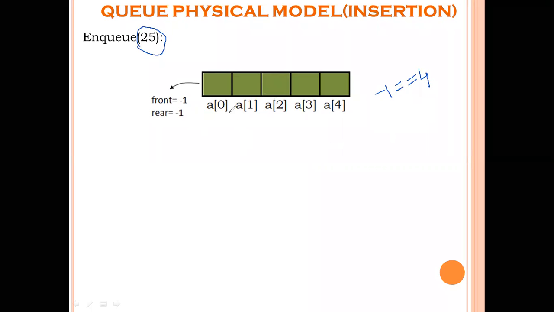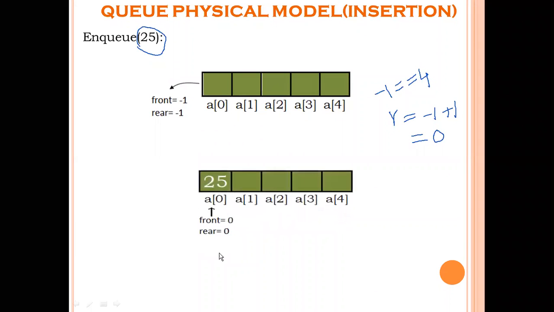Now, where we need to place the element 25 into the queue. For that, first you need to increment rear by 1. That is -1 plus 1. Rear will become 0. Now in the 0th position, we can place the element 25, and now the rear value is 0.